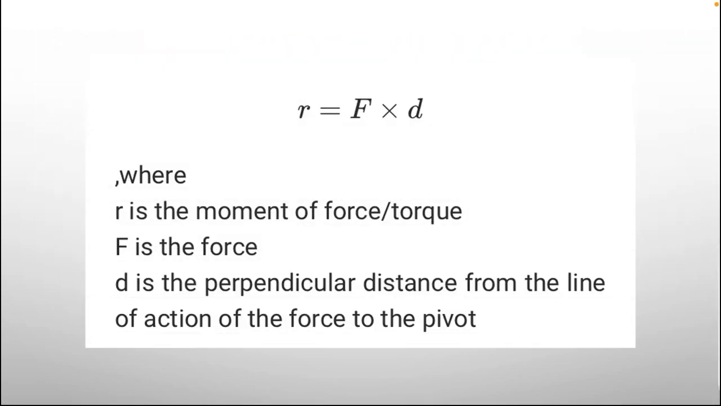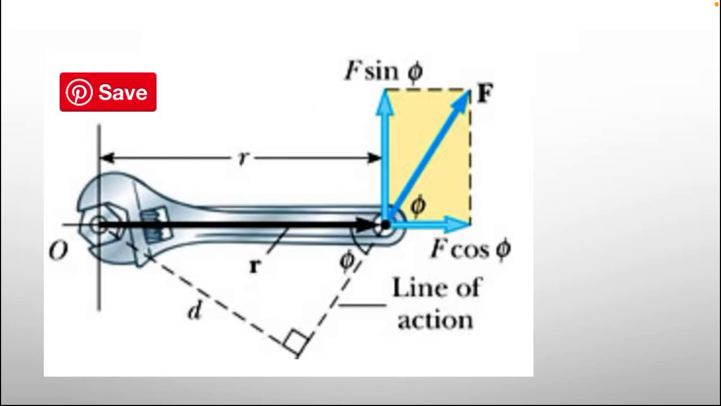So the moment equals F, that is the force, multiplied by D, distance, where R is the moment of force or torque, F is the force, and D is the perpendicular distance from the line of action of the force to the pivot. Here's a picture, you can actually see that, and F dash equals F multiplied by sine theta.